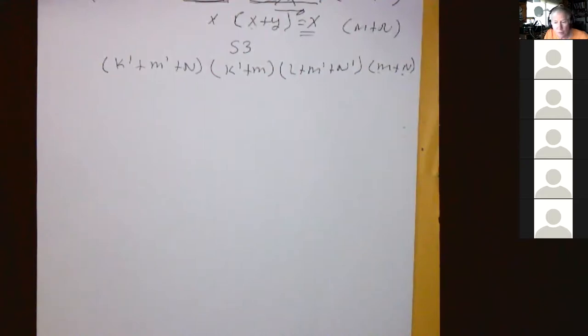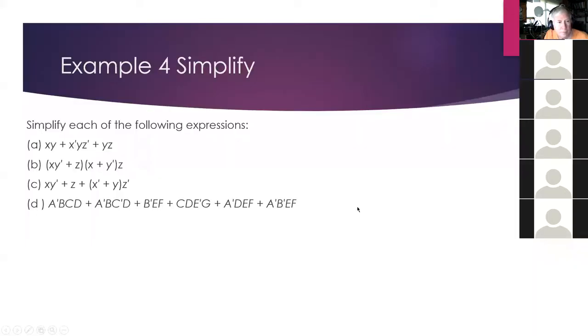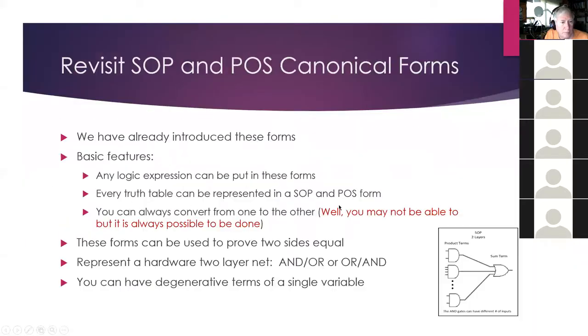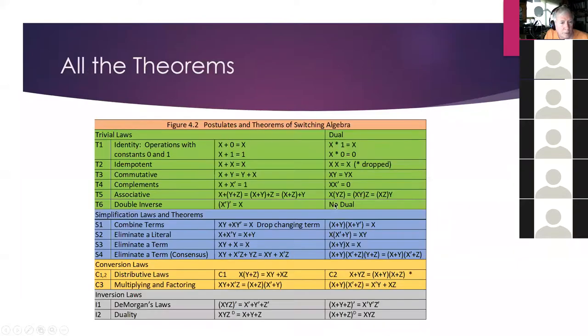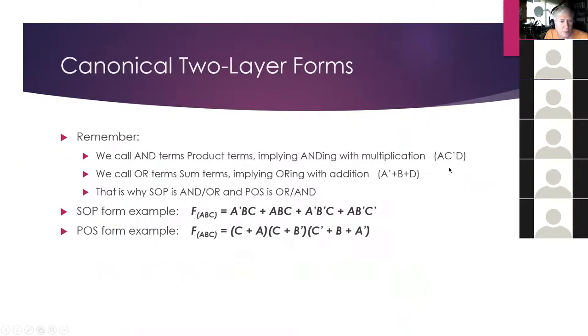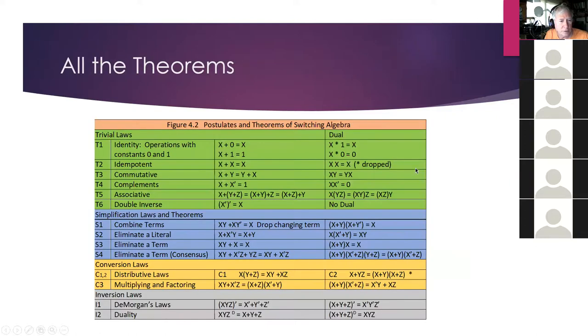We go back here and use S2 to eliminate a literal: X plus X prime Y equals X plus Y, we drop that X prime. Or here, X times X prime plus Y equals XY, we drop the X prime. Let's see how that applies.